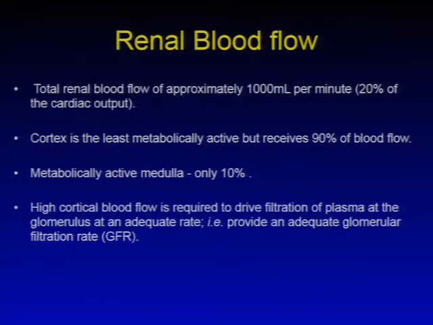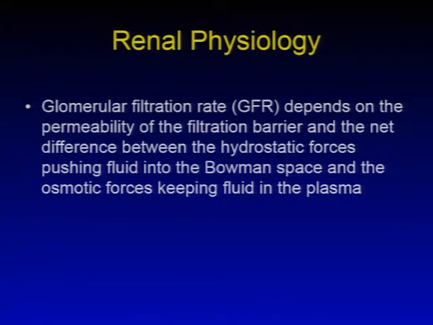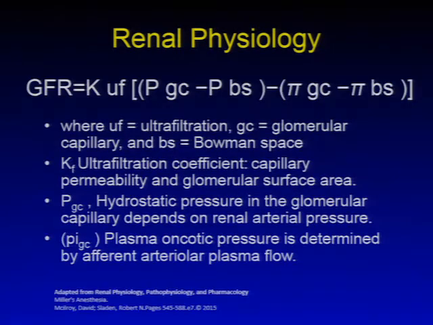The total renal blood flow is approximately 1,000 mL per minute, about 20% of the cardiac output. The cortex is the least metabolically active and receives about 90% of the blood flow. However, the metabolically active medulla receives only 10% of the renal blood flow. The high cortical blood flow is required to drive the filtration of the plasma at the glomerulus at an adequate rate, that is, to provide an adequate GFR. GFR depends on the permeability of the filtration barrier and the net difference between the hydrostatic forces pushing the fluid into the Bowman's capsule and the osmotic forces keeping the fluid in the plasma, as depicted in the next slide.